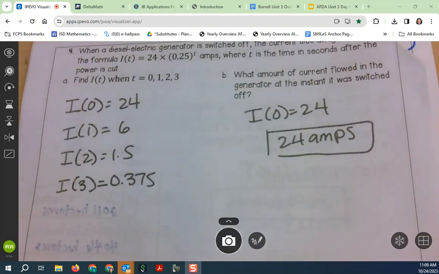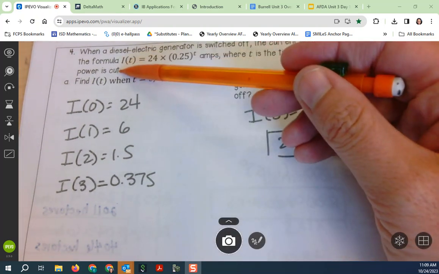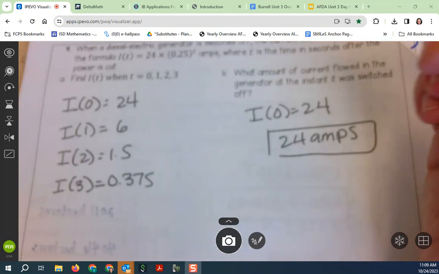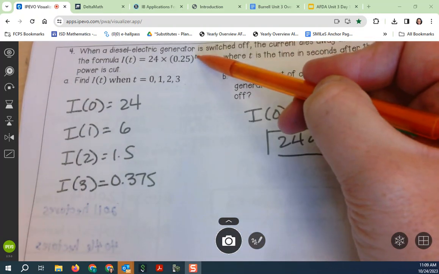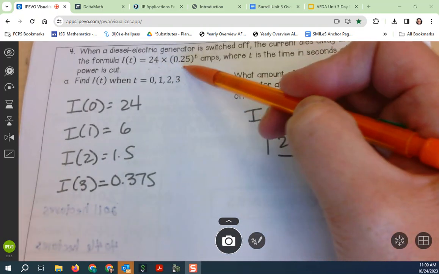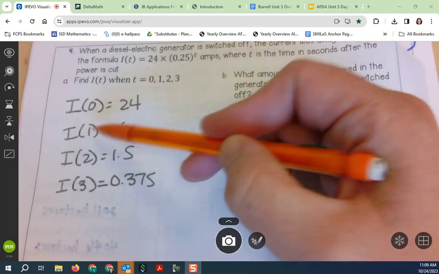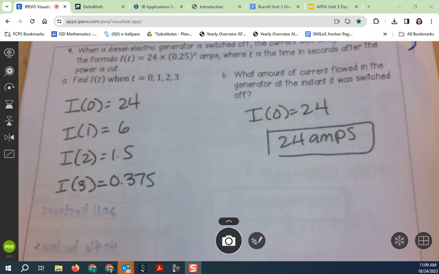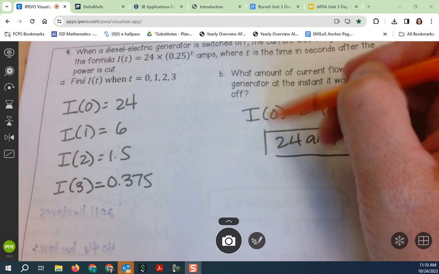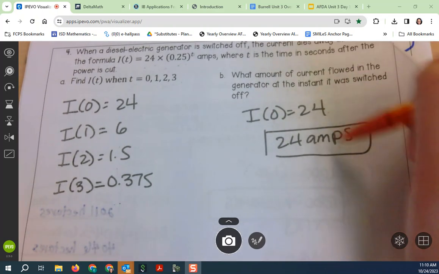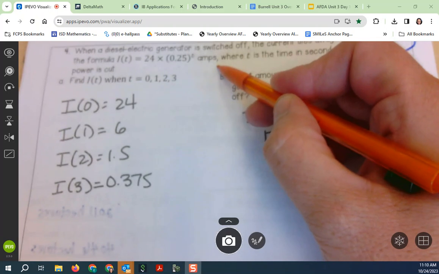Just going back to the page that we skipped over: when a diesel electric generator is switched off, the current dies away according to this formula. T is the time in seconds after the power is cut. To find the value when T is 0, 1, 2, 3, you simply substitute that for the T. You'll use your calculator, 24 times 0.25 to the 0, and you'll get 24. You'll do the same for these values here. What amount of current flowed the instant it was shut off? That's when time is 0, so you should get 24, and write 24 amps to add your unit.